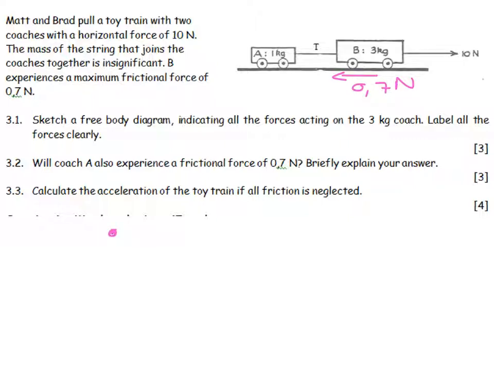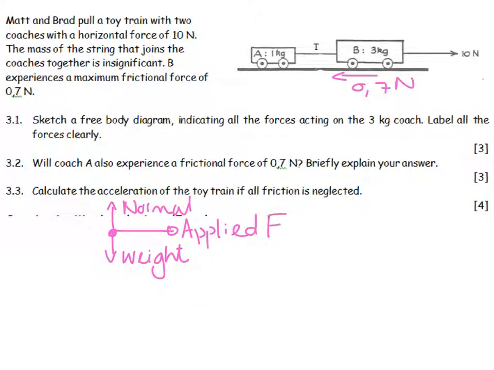So a free body diagram starts with a dot. Obviously it must have a weight and an equal length normal. Then there is clearly an applied force. There's a tension acting backwards. And then there must be a frictional force. Notice they've all been labeled fully.